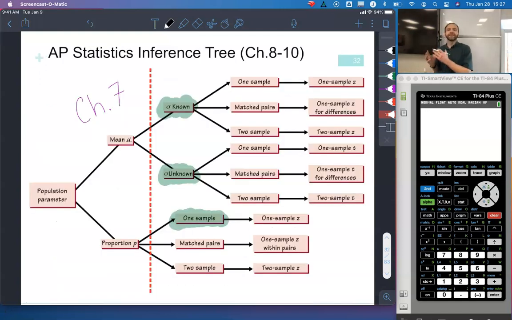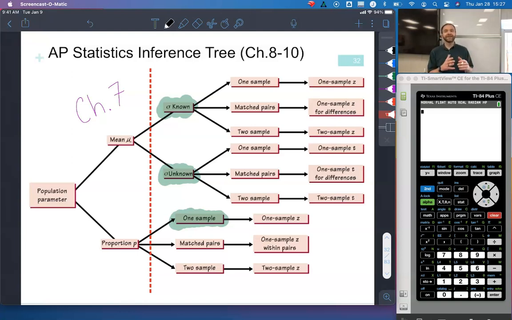We can see here that this is our inference decision tree, and you can see I drew the dashed line to show where we were in Chapter 7, which was focusing on can we distinguish between a mean versus a proportion. So when we're given a population parameter, can we determine, are we given a mu, so that way we're dealing with x bar, or are we dealing with our proportion, p? And so we start collecting samples for p hat. And now we're going to the right side of that dashed line.